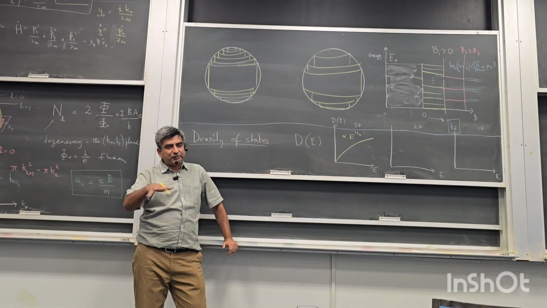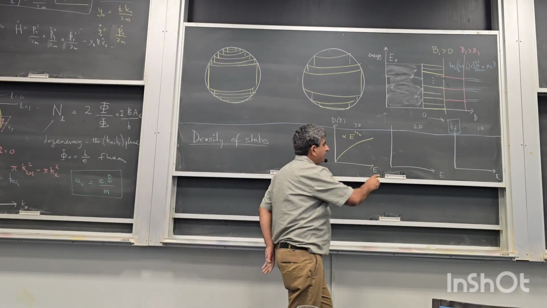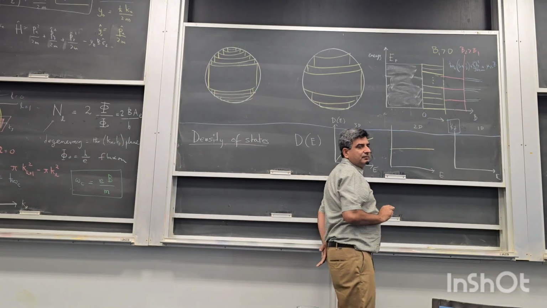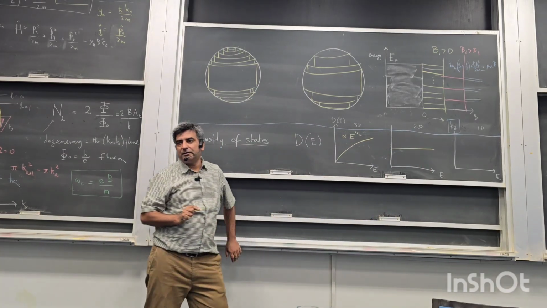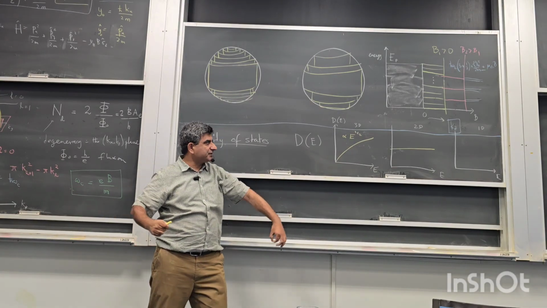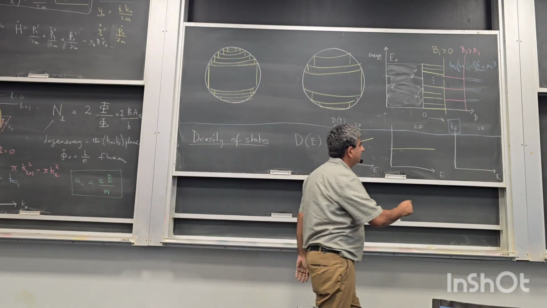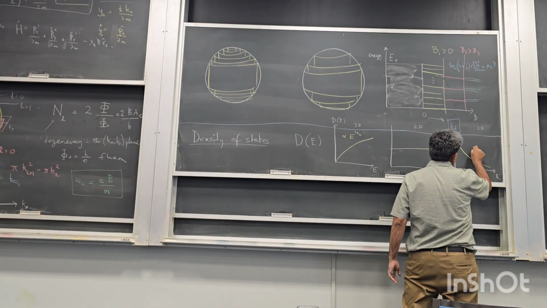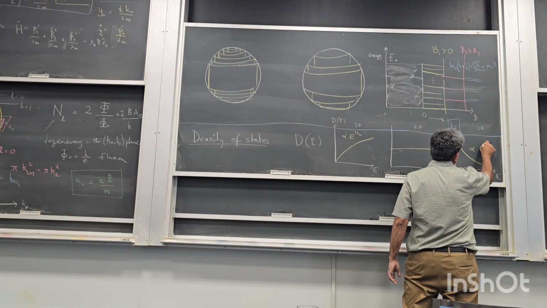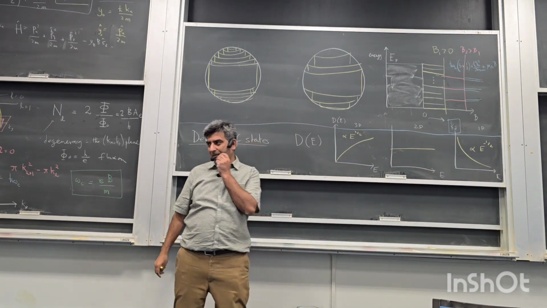So what about a 2D solid? It's just independent of energy. And a 1D solid, just a chain, it just comes down as the reciprocal of the square root, like this. So this is something you need to remember.